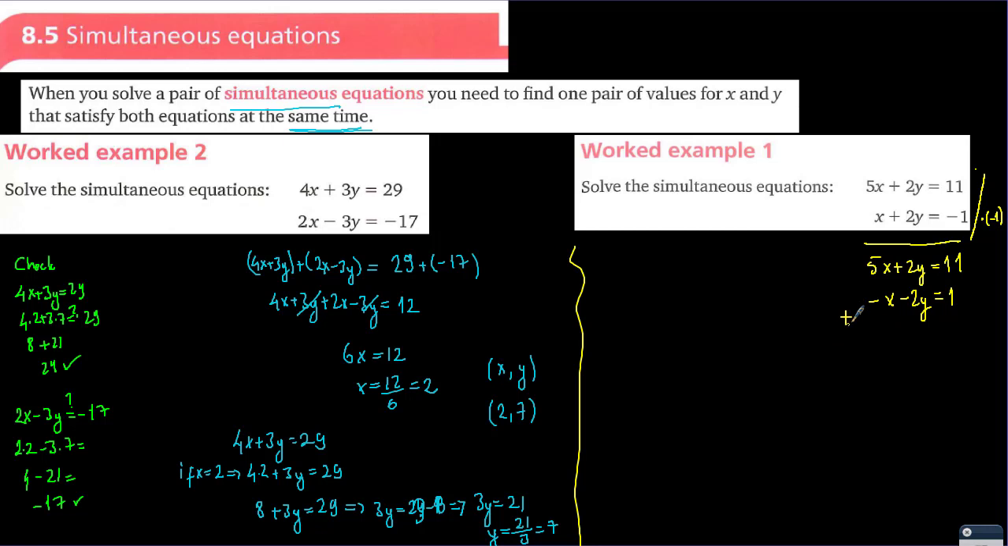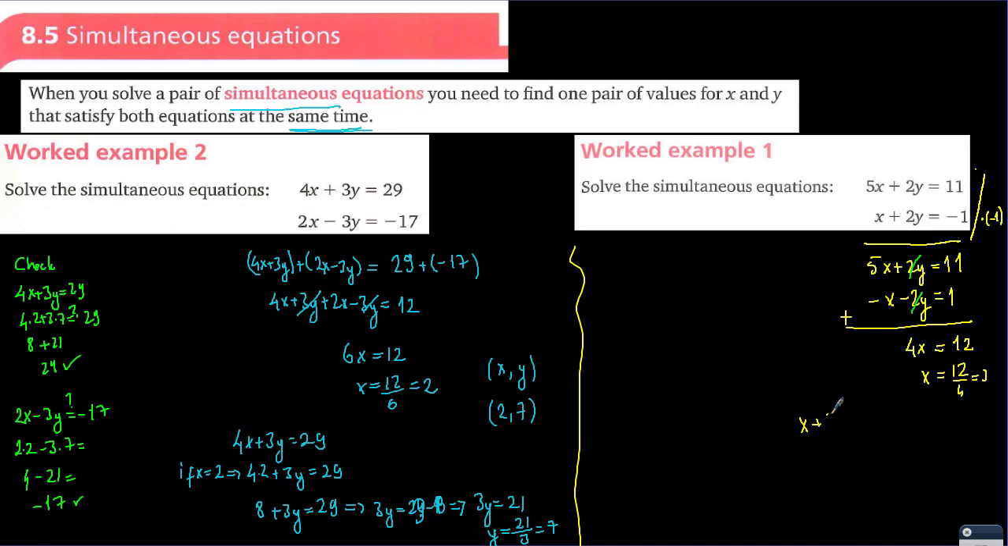Now I'm going to do side-by-side addition, because I have the same coefficient with different signs, and I'm not going to do it the long way. 11 plus 1 is equal to 12. 2y and minus 2y simplify each other, which is equal to 0. And 5x minus x is equal to 4x. So 4x is equal to 12, and x is equal to 12 over 4, which is equal to 3.